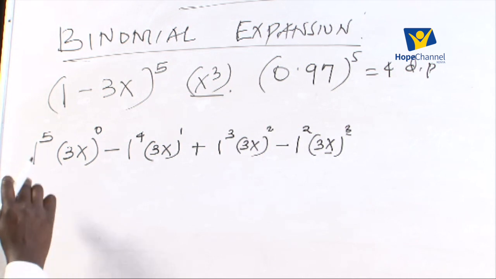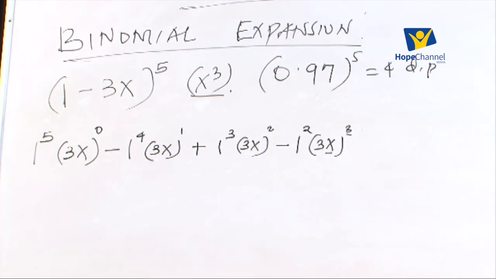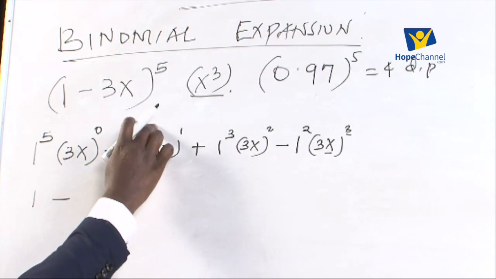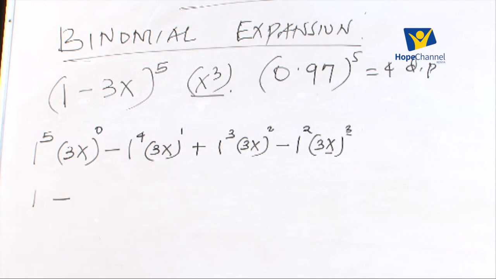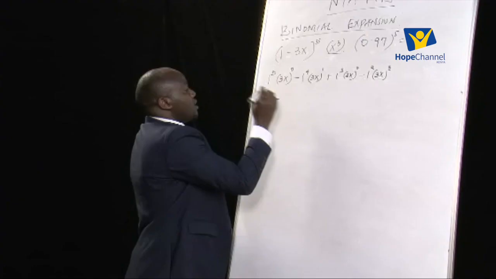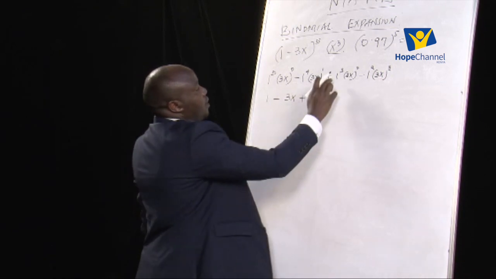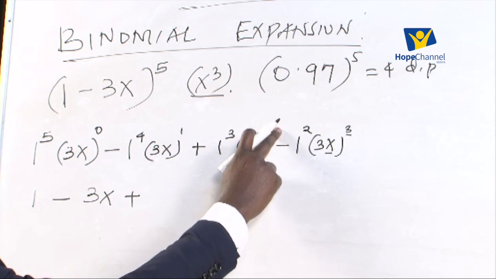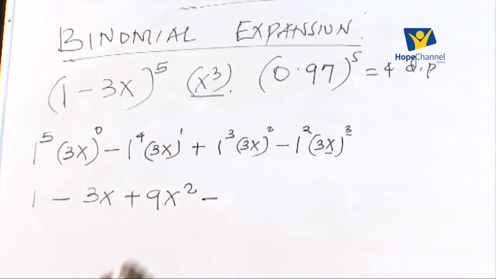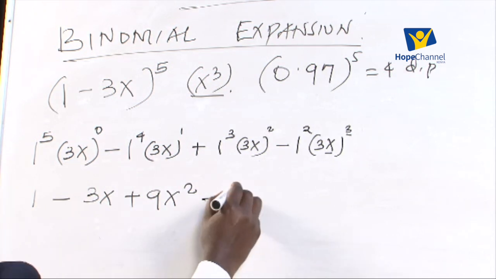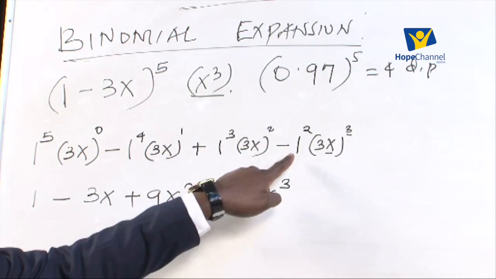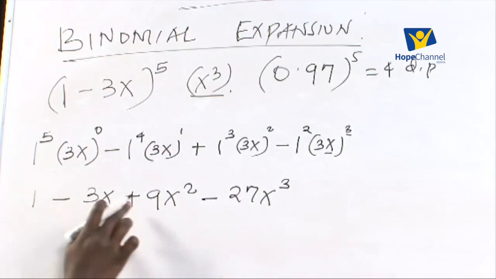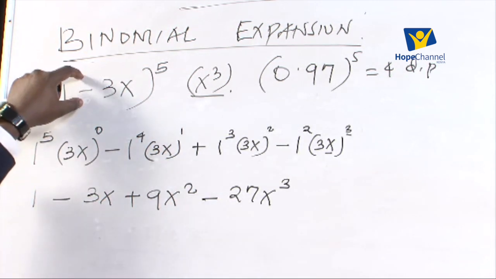We proceed now, opening the bracket. 1 raised to power 5 is 1, any number raised to power 0 is 1. So 1 times 1 is 1, minus 1 power 4 is 1. 1 times 1 times 1 times 1, 4 times, it always gives you 1. So 3x power 1 is 3x times 1 gives us 3x, plus 1 power 3 is 1. 3x power 2 is 3x squared, so 3 times 3 is 9x squared, minus 3x power 3, that is 27x cubed. Remember, 1 squared is 1, so the answer remains the same. The signs are interchanged: positive, negative, positive, negative. That is how you handle it when it comes to a negative sign.